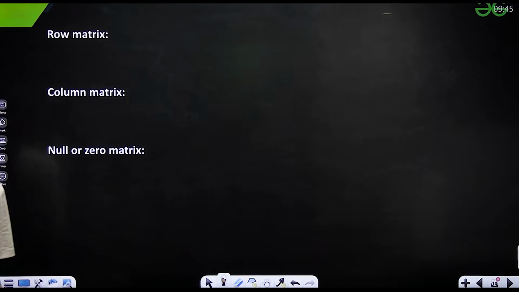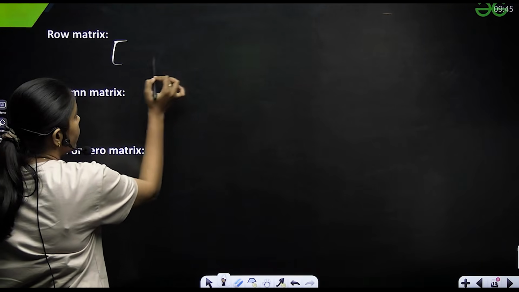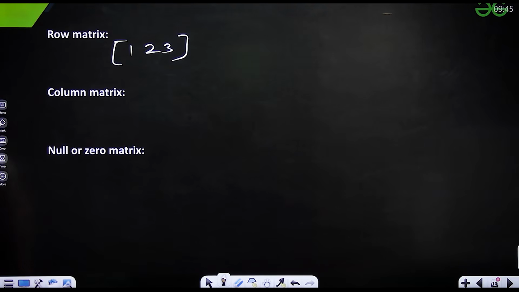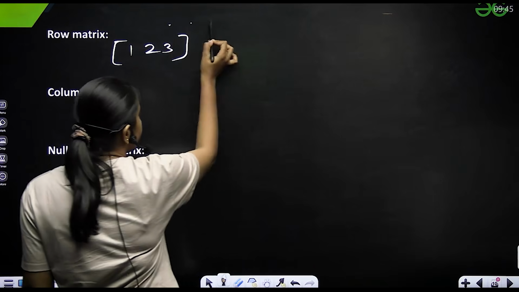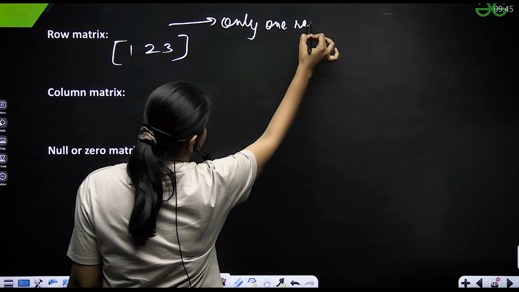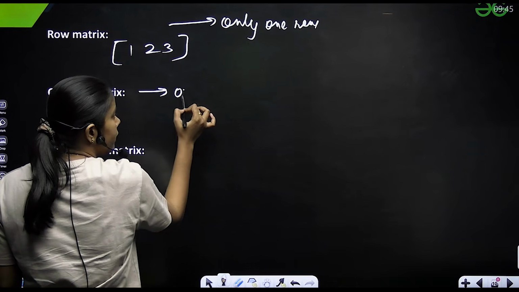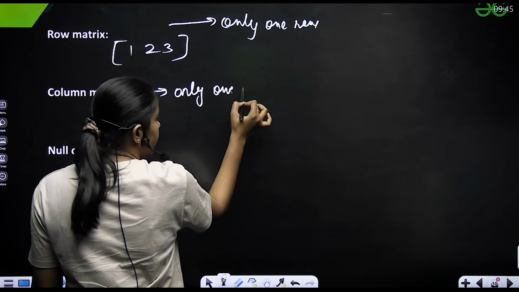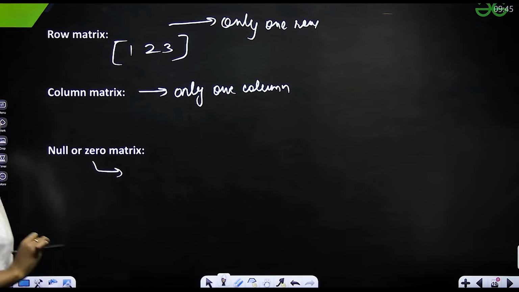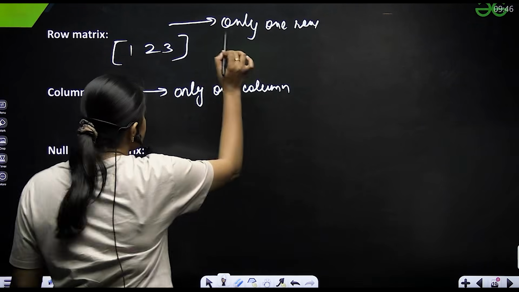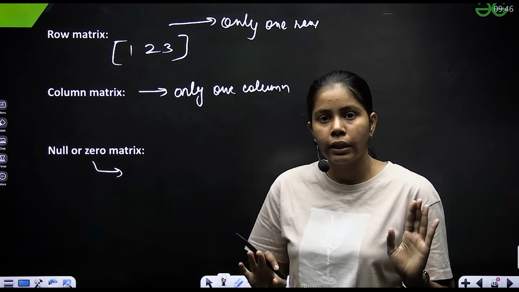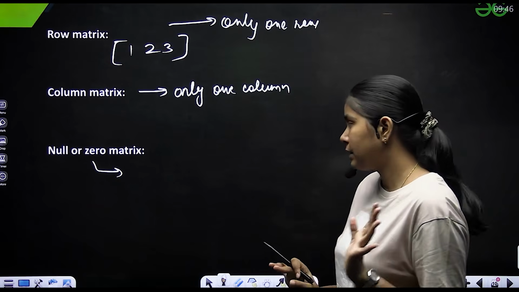What is a row matrix? A row matrix is a matrix in which we have only one row. A column matrix has only one column. Right? Null or zero matrix: all the entries are 0. So I can say a null or zero matrix is one in which all the entries are 0.